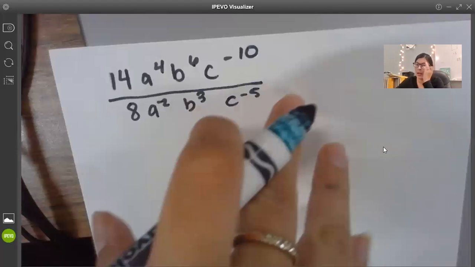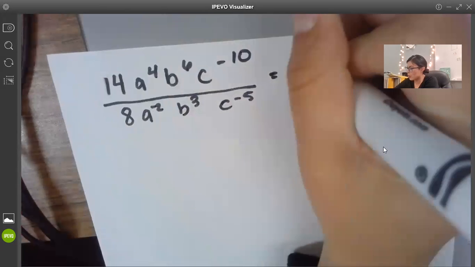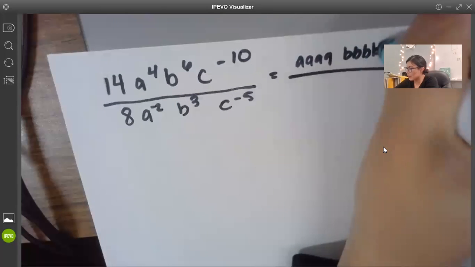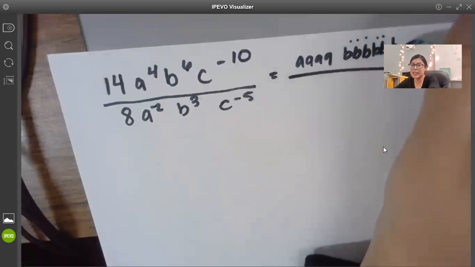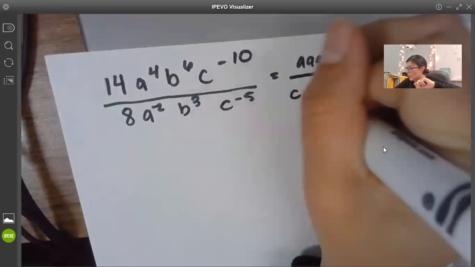So that means that for this one, you're going to write A 4 times: 1, 2, 3, 4. B 6 times, which means B is multiplied by itself 6 times. And then the C is negative, so that means you switch it. So it goes to the denominator, and it's 10 of them.